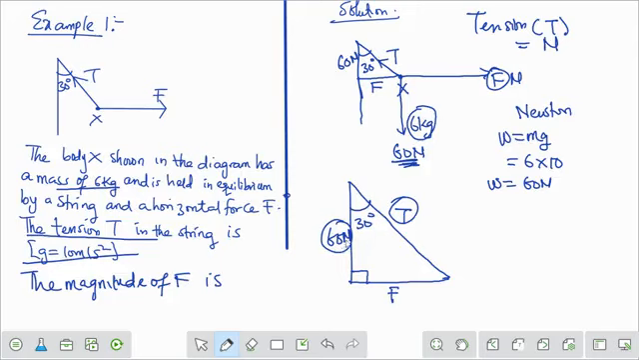So this is the adjacent side. This is the hypotenuse side. Adjacent and hypotenuse, that is cos. So we are going to use cos 30 degrees. So cos 30 degrees is equal to what's our adjacent, 60, over what's our hypotenuse, T. So our T now is equal to 60 over cos 30 degrees. So let's do that.